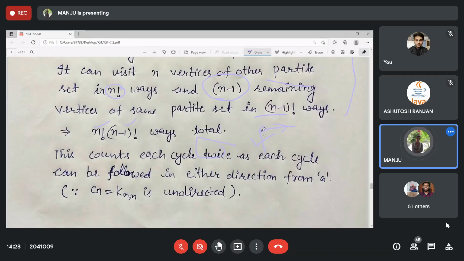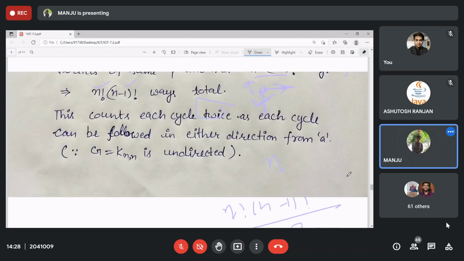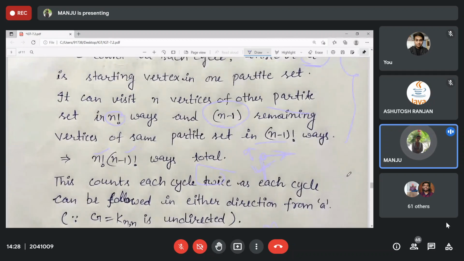If one A is fixed from here, then you can either go like this or go like this. So that's why the total will be n factorial into n minus 1 factorial divided by 2. Okay? Is that clear?